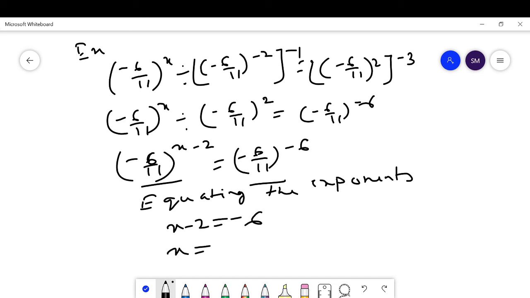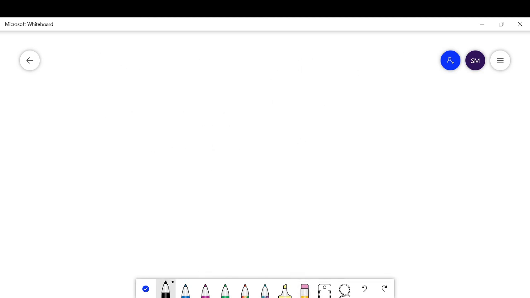Then what is the value of x? Minus 6 plus 2, then x equal to minus 4. Okay, x equal to minus 4. Then solve some more questions about finding the value of x.